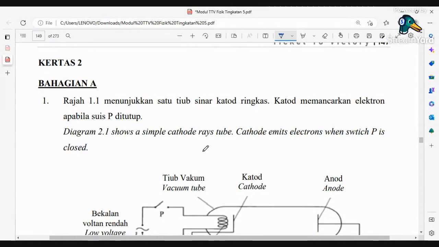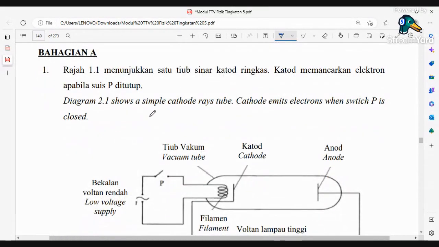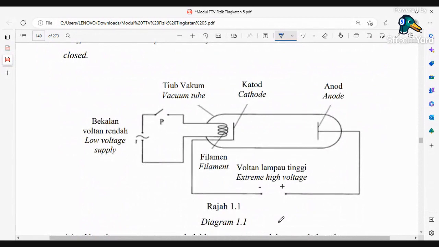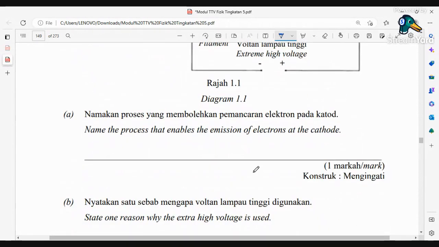Now we look at paper 2, section A. The diagram shows a simple cathode ray tube. The cathode emits electrons when switch P is closed. Name the process that enables emission of electrons. The process where electrons are emitted from the surface of a heated metal, we call thermionic emission.